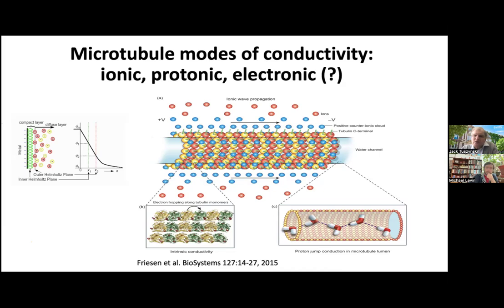But we still don't know whether what's flowing along microtubules is just ions like sodium, potassium, or maybe also protons, or maybe even protons jumping from water molecules, or maybe even electrons through the protein, which goes back to speculations of Szent-Györgyi in the 50s, I believe, that proteins can be conductive electronically. And I believe that may be the case under some specific conditions.